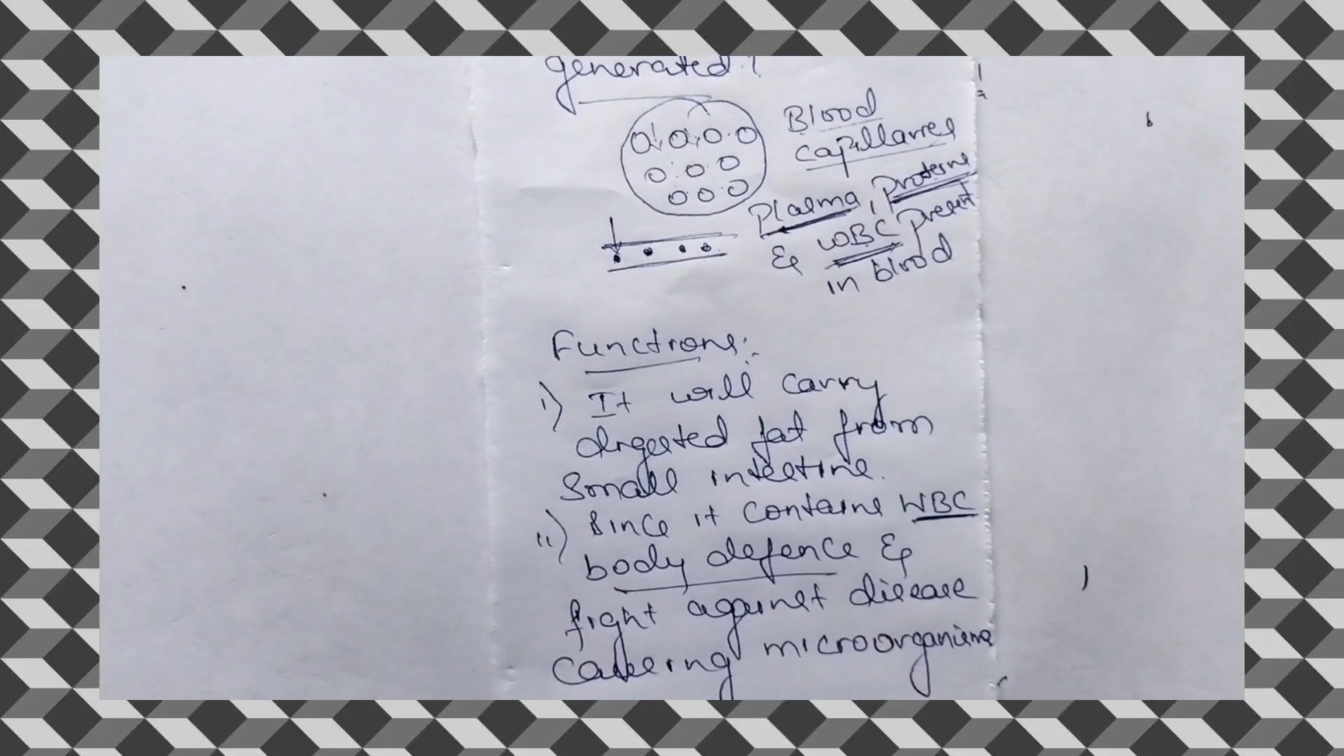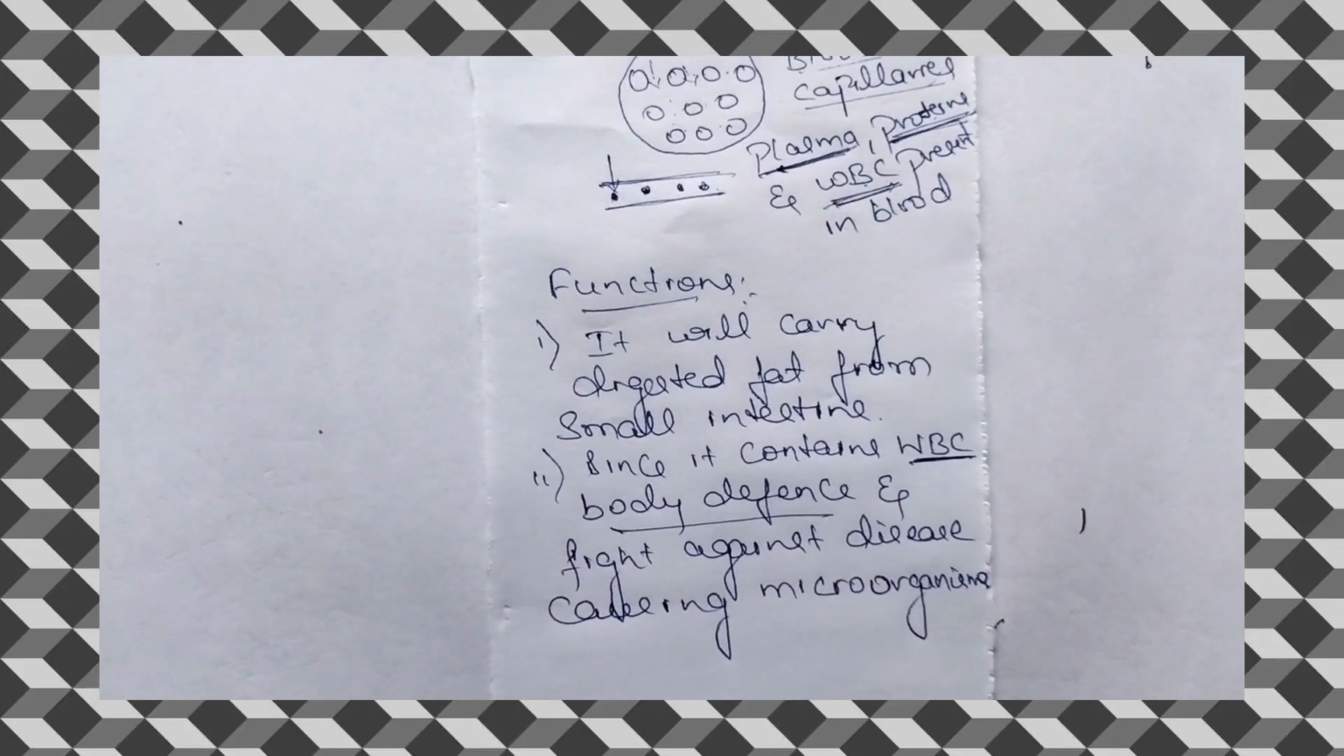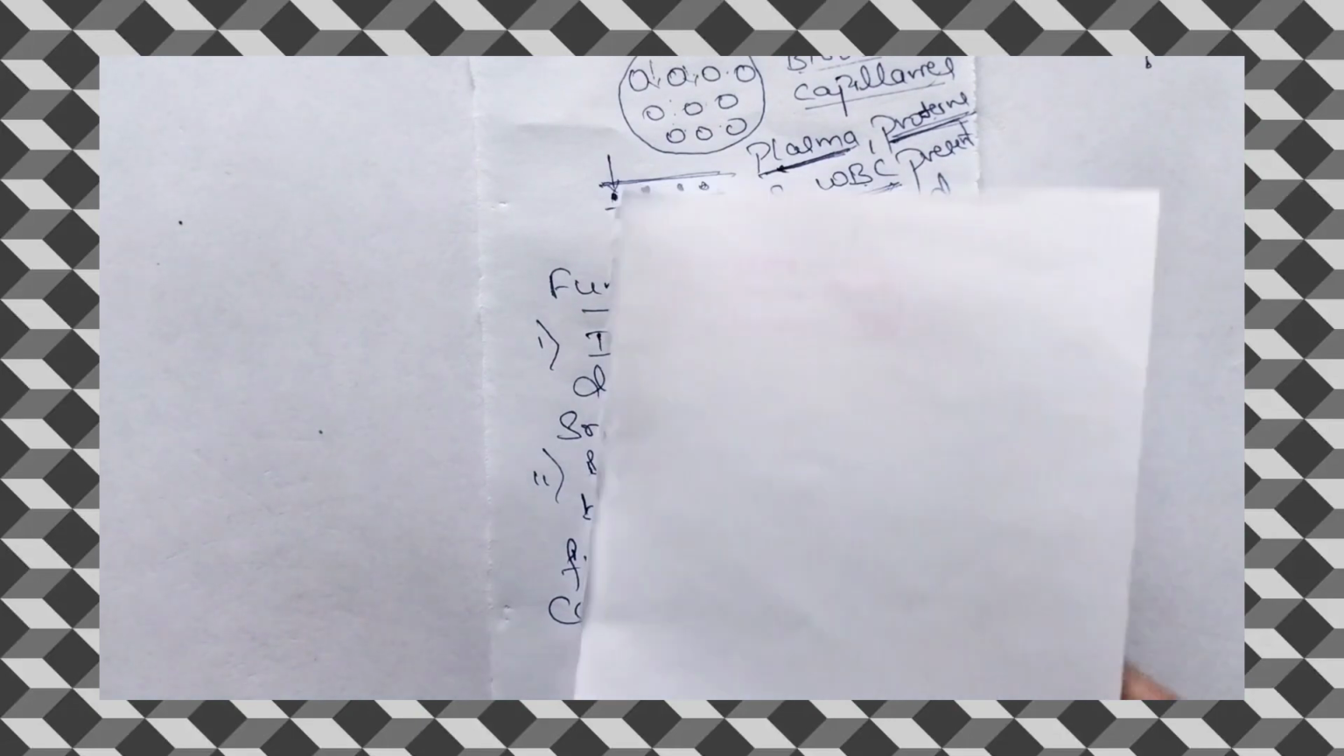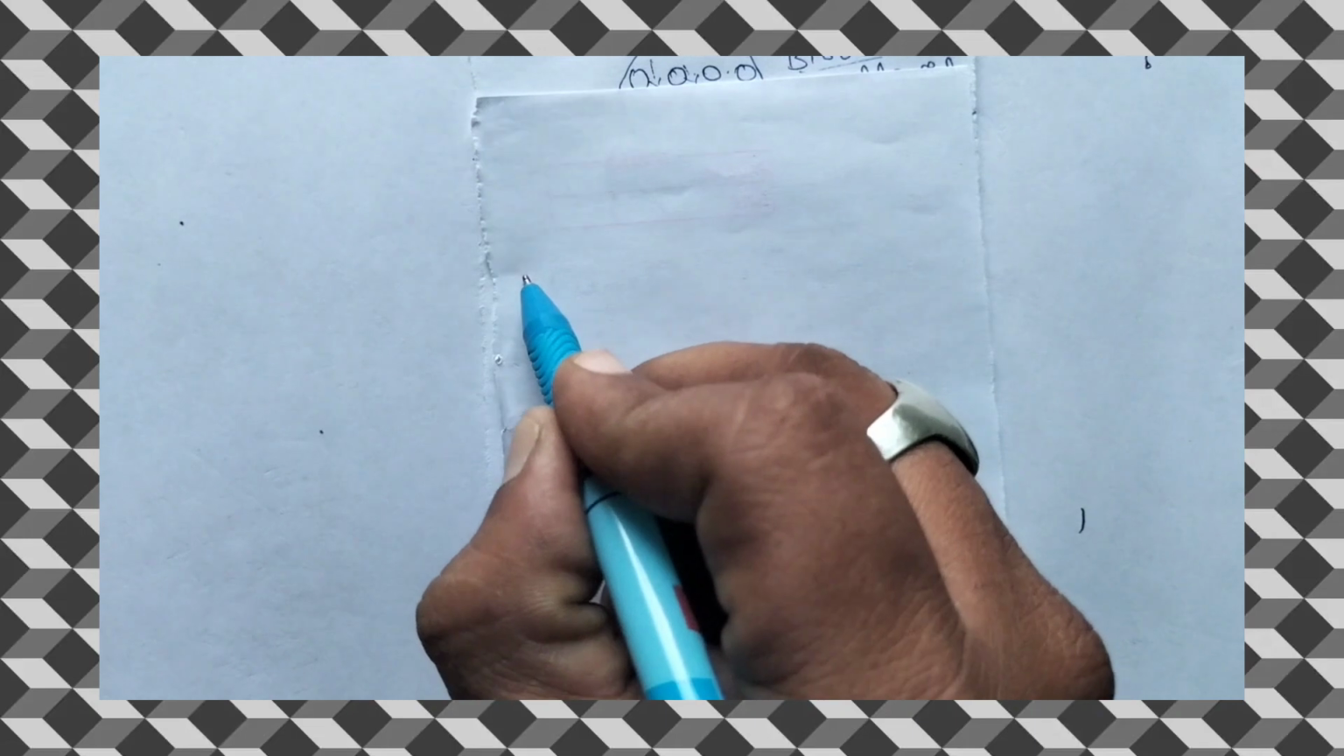And what are the functions of lymph? Lymph will carry digested fat from small intestine, and second function is since it contains WBC, it acts like a body defense and fights against disease causing microorganisms. So these are the things that you have to study about lymph. ಇಷ್ಟನ್ನ ನೀವು ಲಿಂಫ್ ಅಲ್ಲಿ ಸ್ಟಡಿ ಮಾಡಬೇಕು. ಈಗ ನಾವು ತಿಳ್ಕೊಳ್ಳೋಣ ವಾಟ್ ಆರ್ ದ ಡಿಫರೆನ್ಸಸ್ ಬಿಟ್ವೀನ್ ಬ್ಲಡ್ ಅಂಡ್ ಲಿಂಫ್.